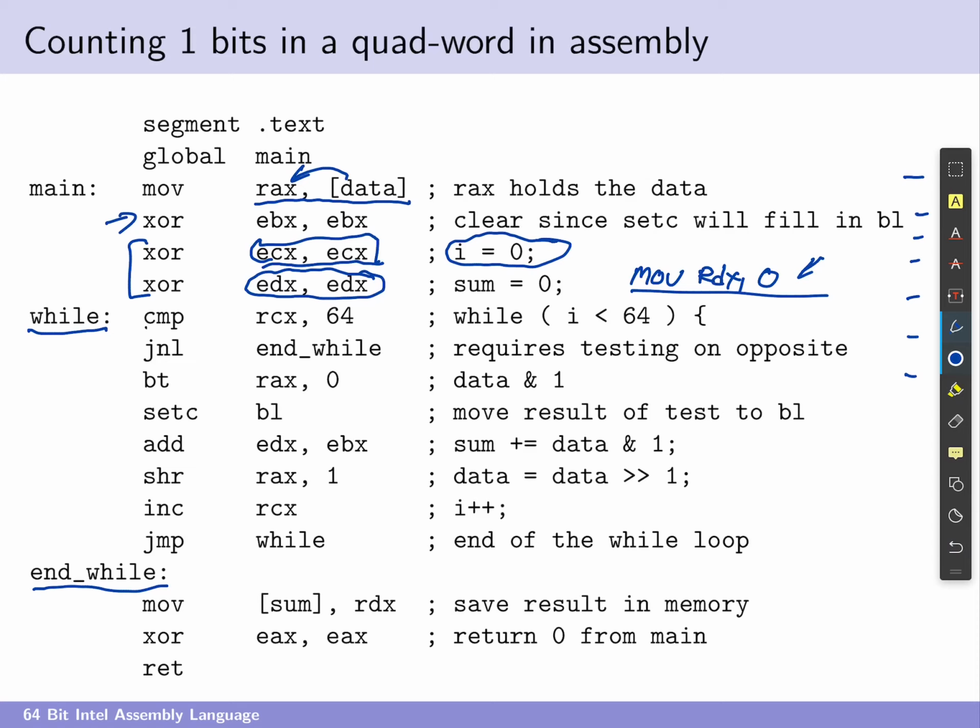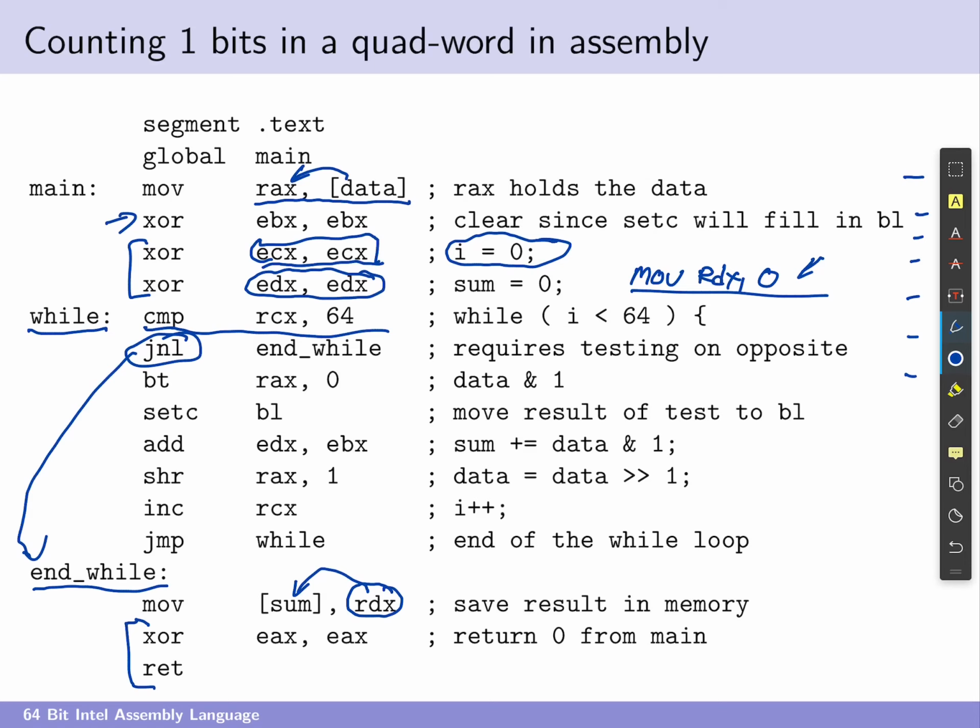So we have our while. I'm going to start with my comparison. It's going to compare RCX to 64. If RCX is in fact not less than 64, I'm going to jump to the end of the while statement, in which case I'm going to move RDX, because remember RDX was storing my sum, into my memory location sum, and then set the return value to 0 and return. But obviously we're more interested in the case where we haven't already incremented RCX too far.